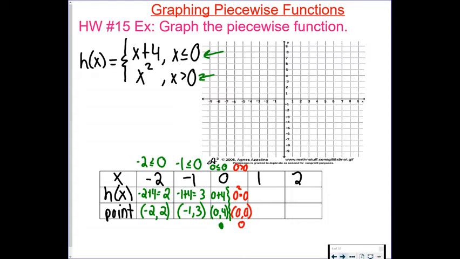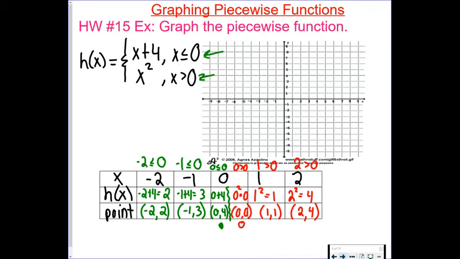Let's keep going. 1, which interval does it plug into, the top or the bottom? Right, 1 is greater than 0, so I'm going to plug it into the bottom one. 1 squared equals 1, so there's my ordered pair of 1, comma 1. And same thing with 2. Which interval does 2 fit into? The bottom one. So 2 is greater than 0, and 2 squared equals 4. There's my ordered pair, 2, comma 4. Okay, now we've got our table all filled out.